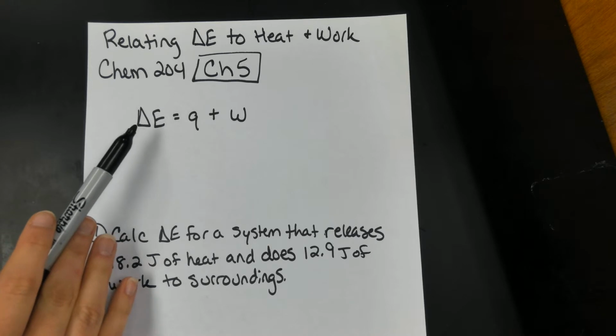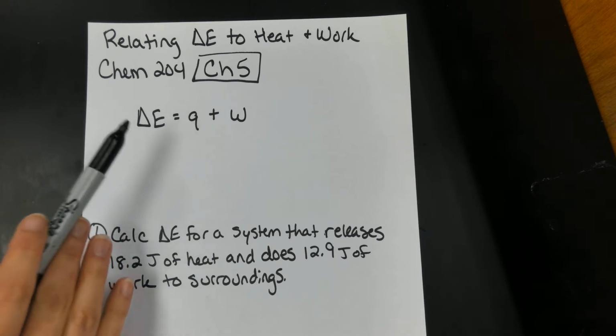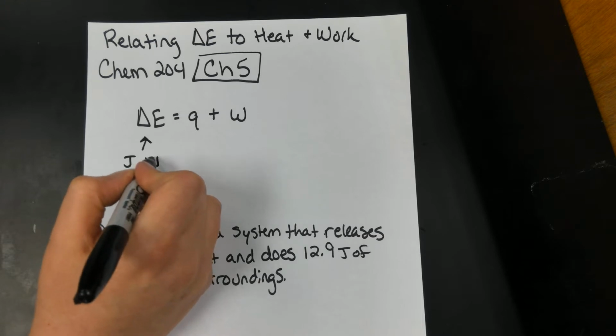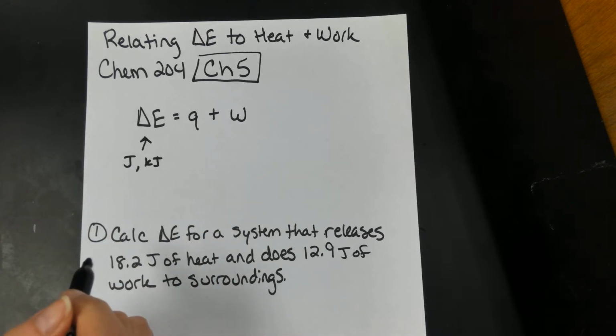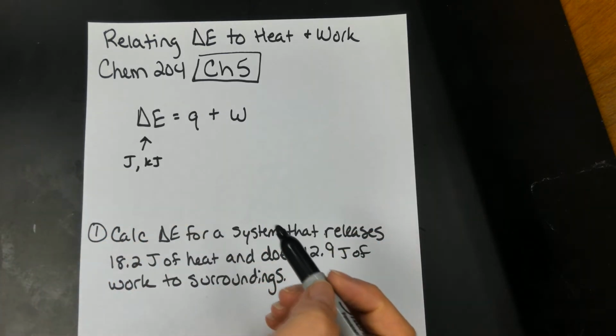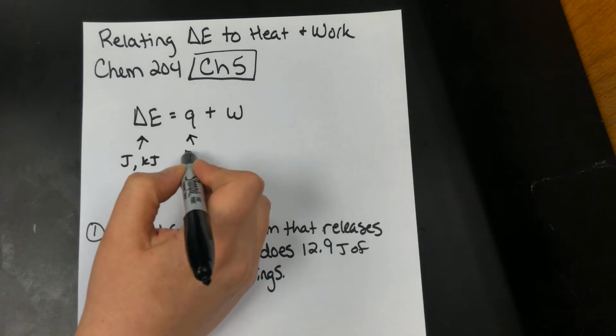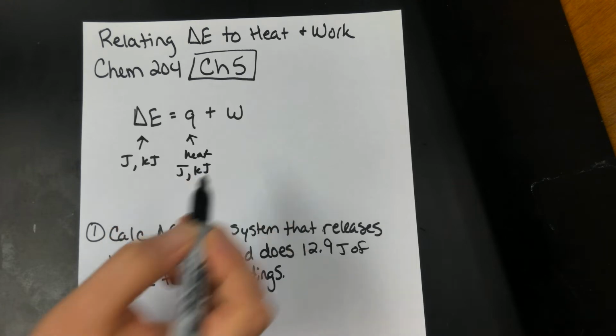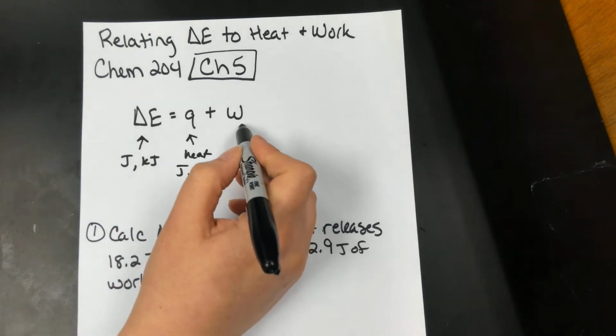So delta E is the change in internal energy. Now this can be in either units of joules or kilojoules. It does depend, right? Q is actually a unit for heat. This can be in either joules or kilojoules, right? And W is work.